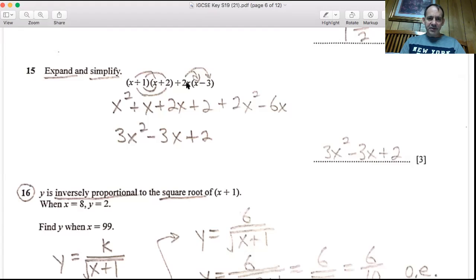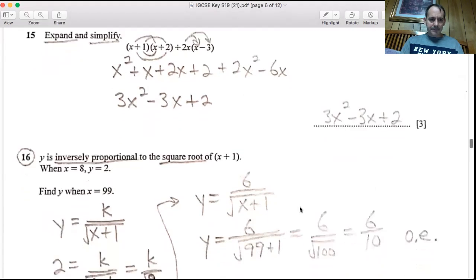So when we combine this x squared, now we're doing like terms, which means same variable and same exponent. So x squared plus 2x squared is 3x squared. Here we have an x plus 2x is 3x, minus 6x is a -3x, and the 2 is all by itself. So there is our polynomial expanded and simplified.